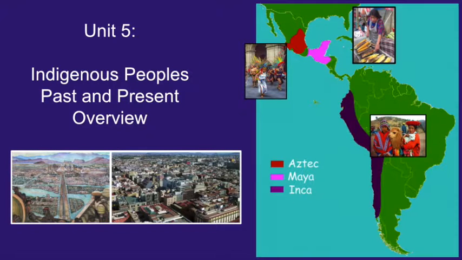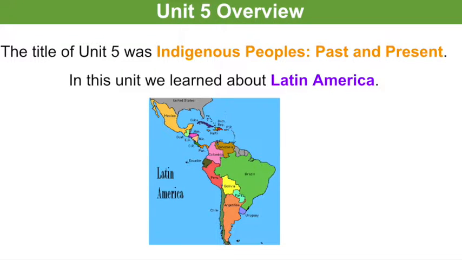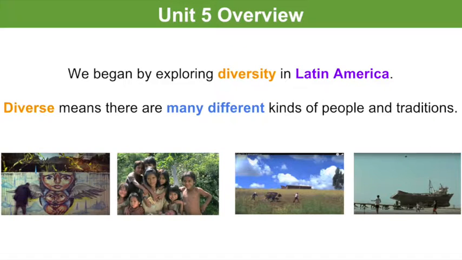Unit 5: Indigenous People Past and Present. The title of Unit 5 was Indigenous People Past and Present. In this unit, we learned about Latin America. We began by exploring diversity in Latin America.